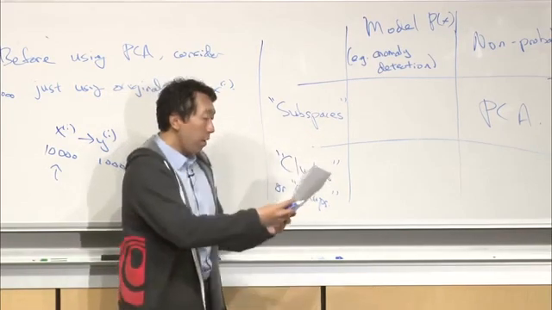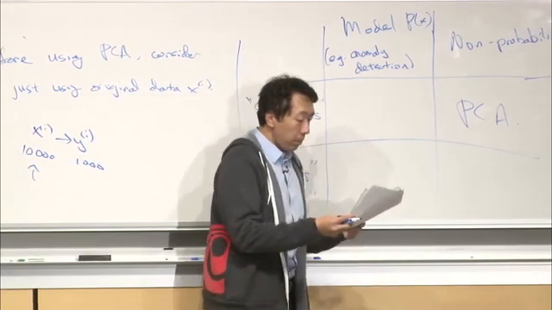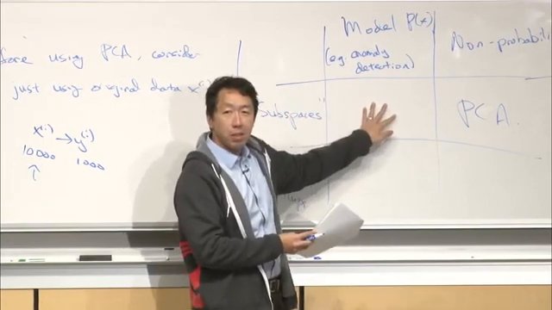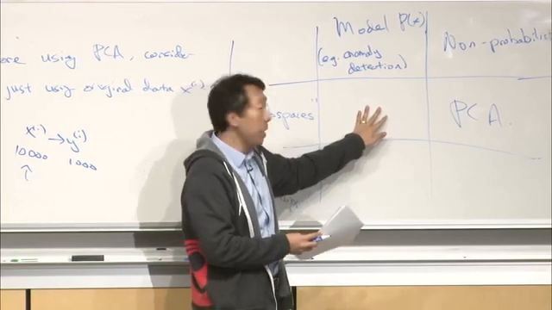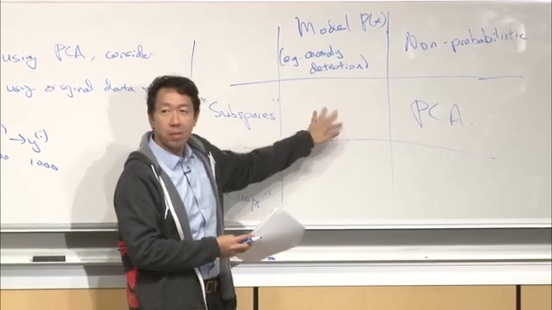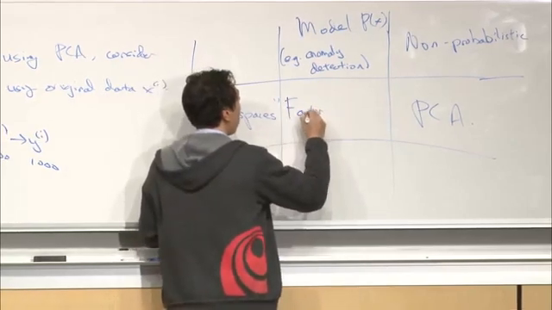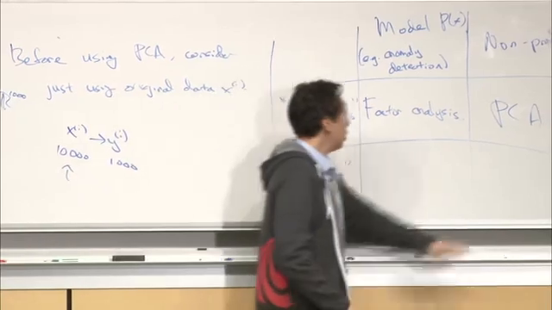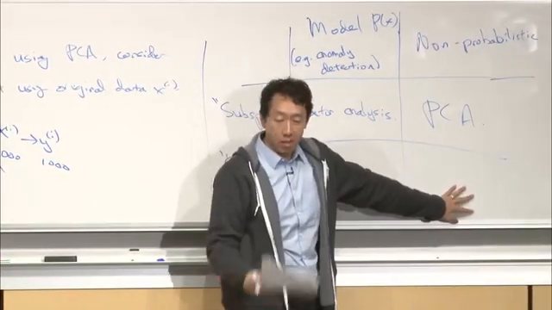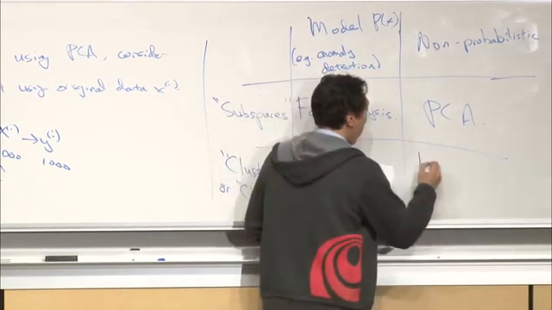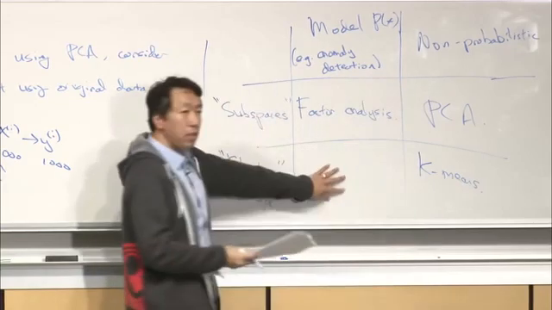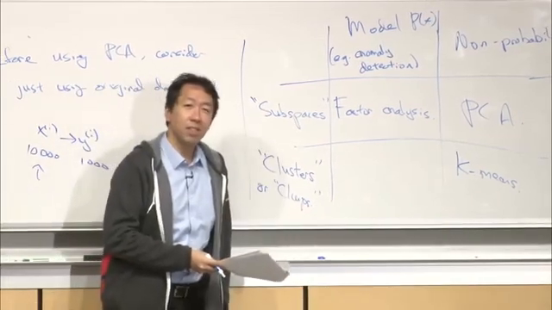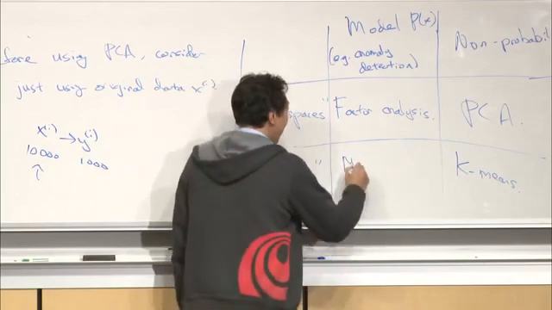Okay, and then let's see. Actually, anyone? What should go in here? What do you think goes in here? Probably. So if you think your data lives in a low-dimensional subspace, and you want to model P of x, what's the factor analysis? Cool, awesome. Right, cool. How about here? Non-probabilistic, your data lives in clusters. K-means, awesome. And then here? Yeah. I would say mixtures of Gaussians.